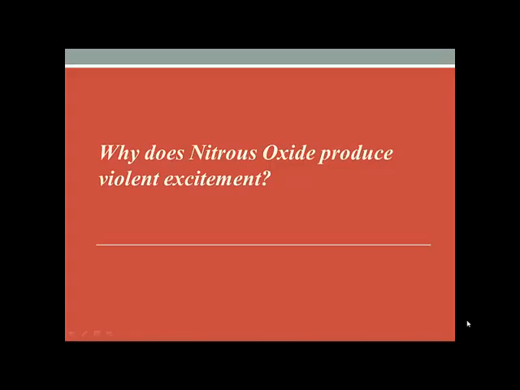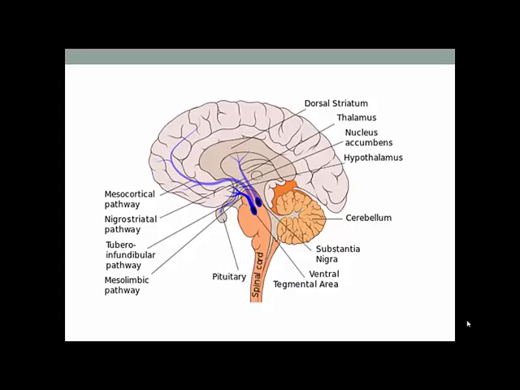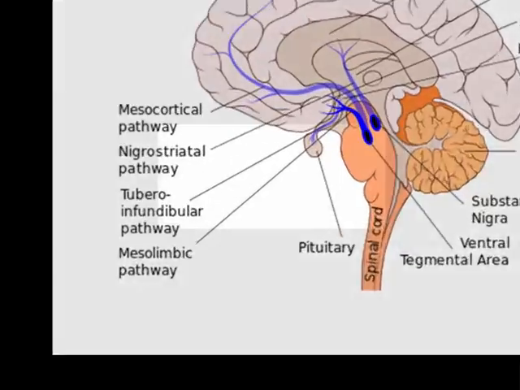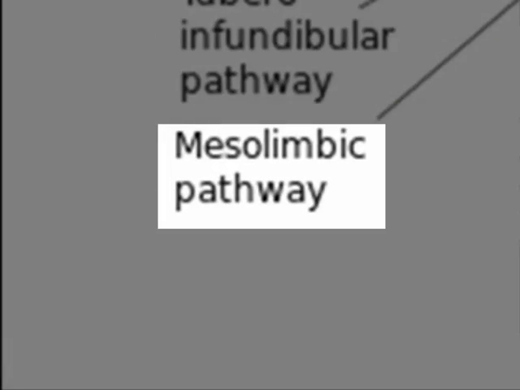The next question is, why does nitrous oxide produce violent excitement? Nitrous oxide is also known as laughing gas. It is used as a general anesthetic, and also as a recreational drug because of its euphoric effects. Nitrous oxide stimulates the mesolimbic pathway.